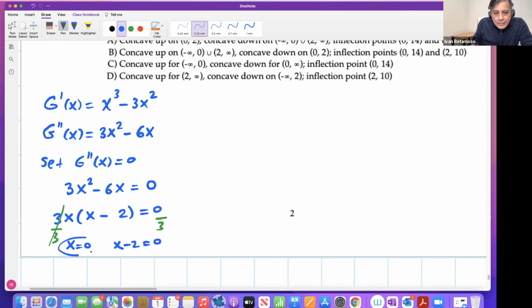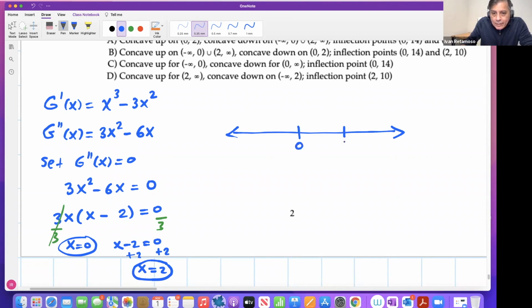So here I have a special point, and I have another special point. If you want to call them critical points, call them critical points of the derivative function, right? But these two special points will allow us to examine where the function is concave up and where it is concave down. Set 0 and 2 on your number line. This will separate it into 3 regions, negative infinity here, positive infinity here.